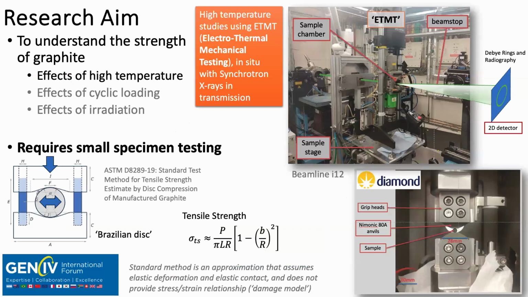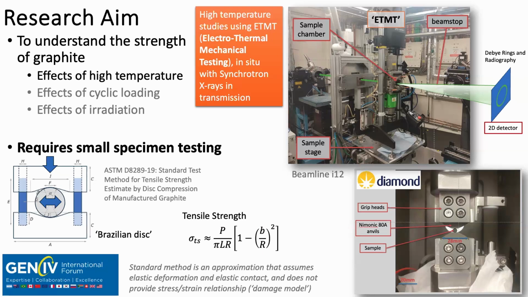So we squash it. We're focusing today just on the high temperature stuff, but our long-term goal is to look at cyclic loading and irradiation. We need to do small specimen tests. So we're working really following the Brazilian disk or disk compression geometry, which is of interest to the Gen 4 International Forum, where it's a standard way of measuring tensile strength, but it uses a very simple elastic model, assumes elastic contact, doesn't tell you anything about the stress-strain relationship, and basically says, here's the size, there's the load, there's the strength. Is it right? We don't know, so we're trying to find out.